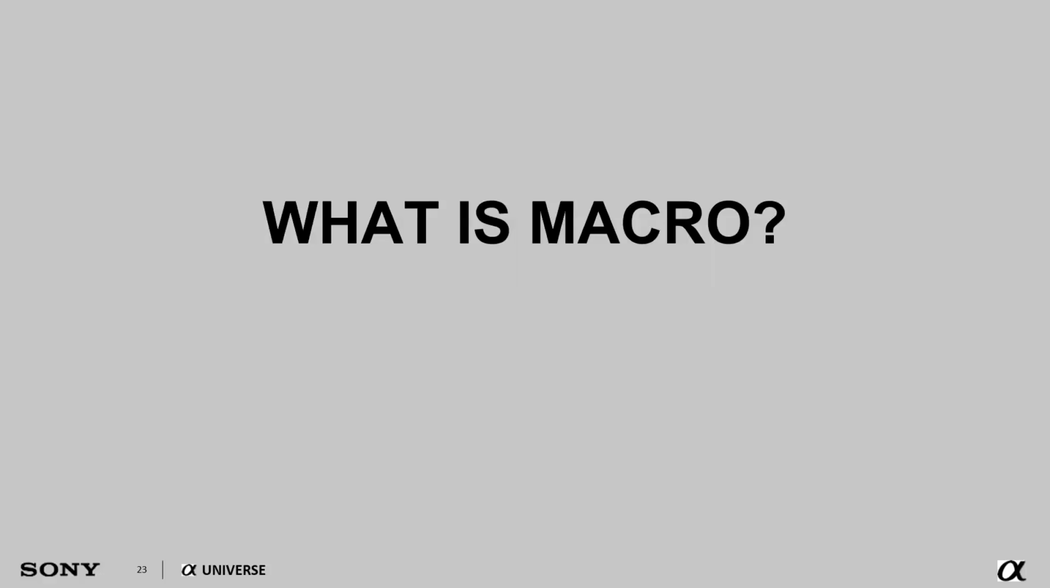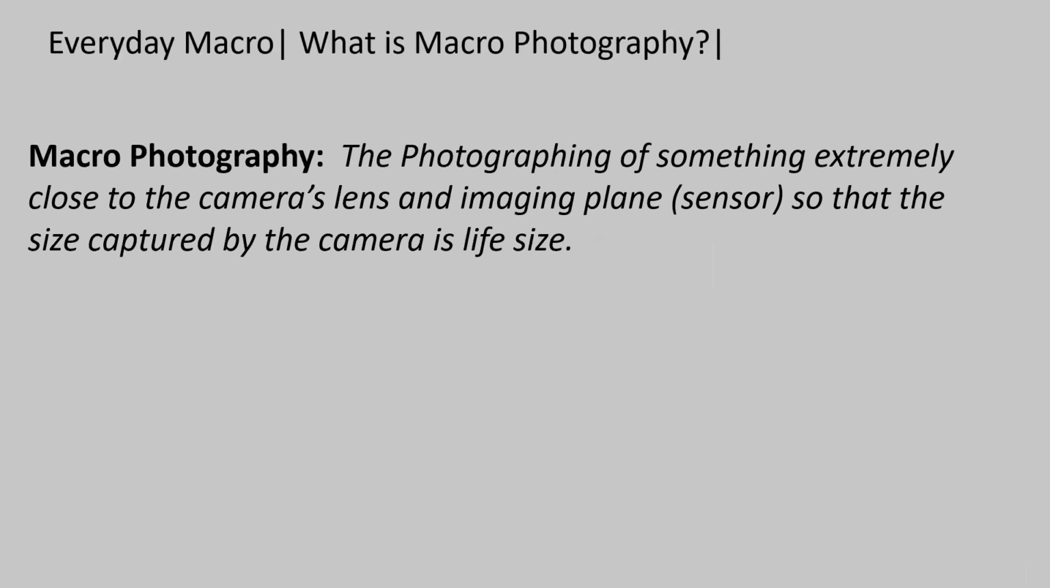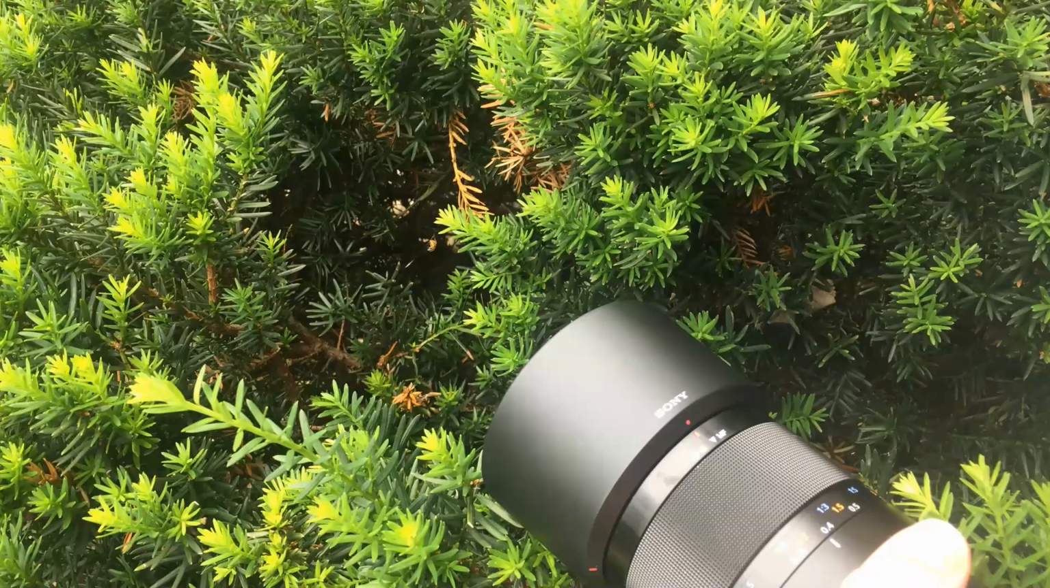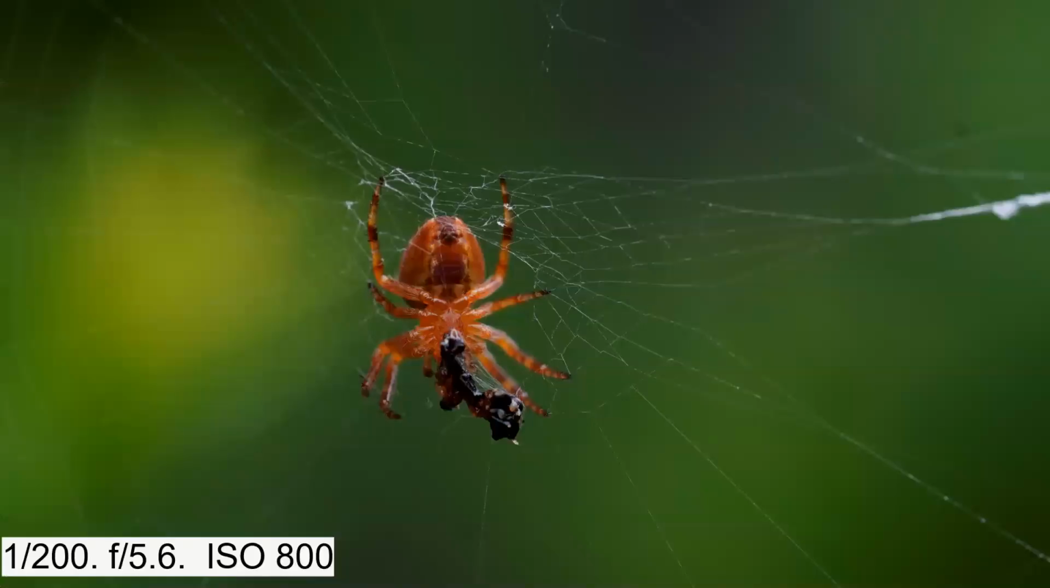So first out, what is macro? Well, the true definition of macro is basically photographing something extremely close so that the piece that we're photographing is life size on the imaging sensor. What that means is I might be photographing something like this, but the camera is going to see it like this. So the cool thing about this is it opens up this whole super small world that we really overlook.